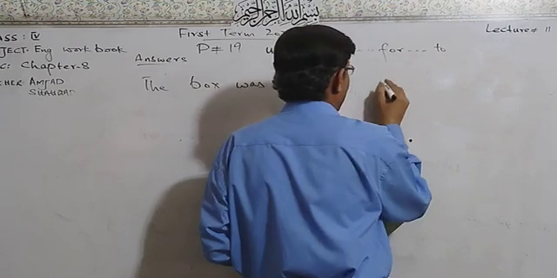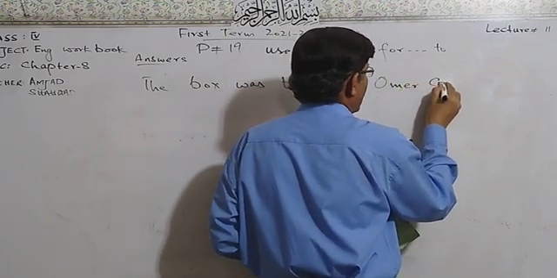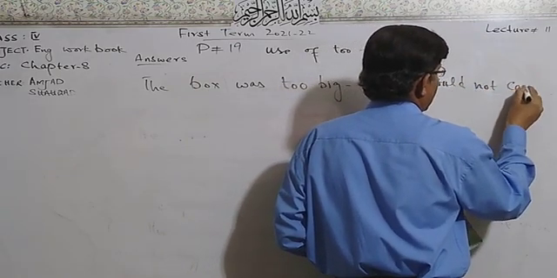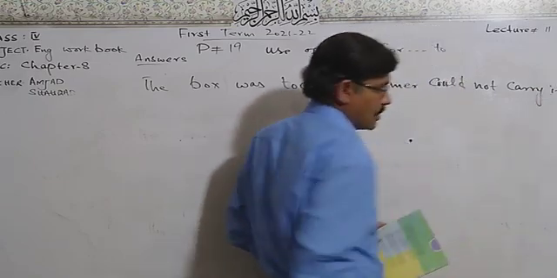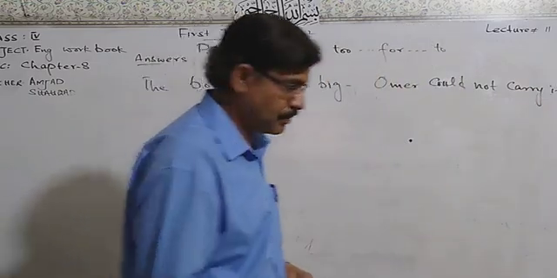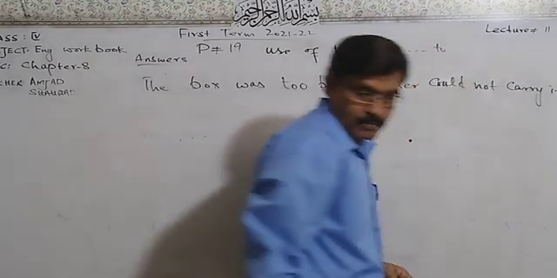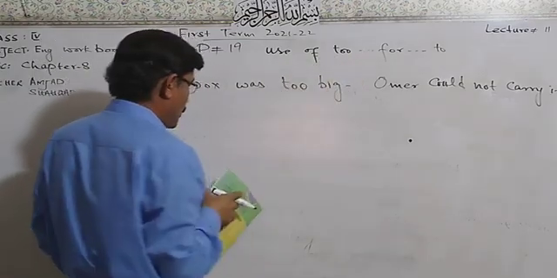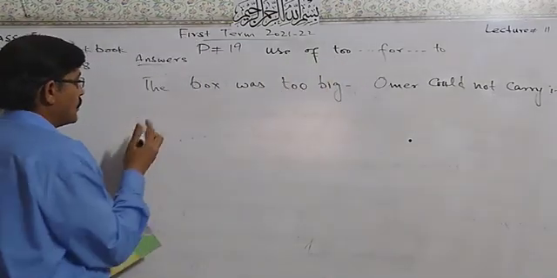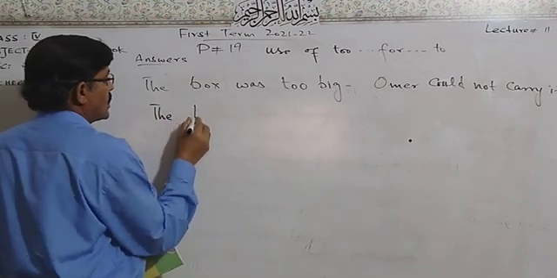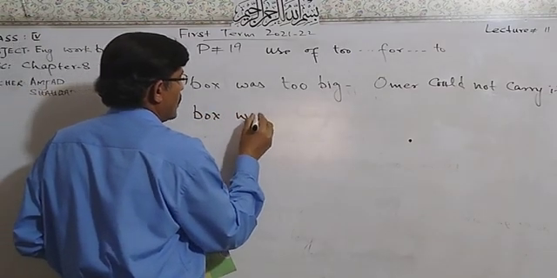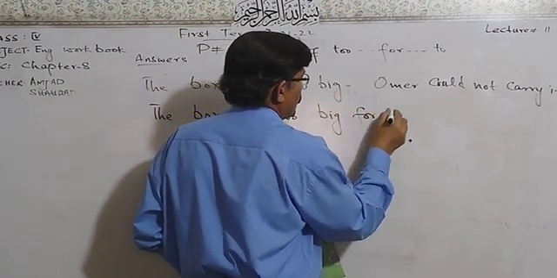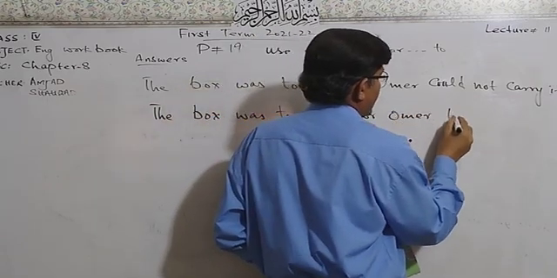Umar could not carry it. We have got this statement. What is the answer using this one? "Too", "for" and "to". The box was too big for Umar to carry.